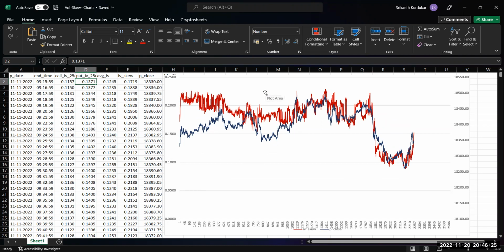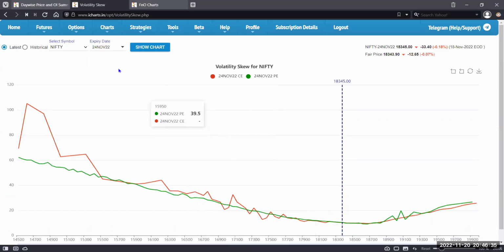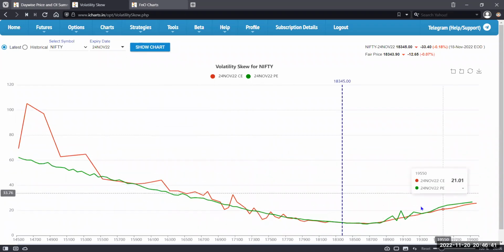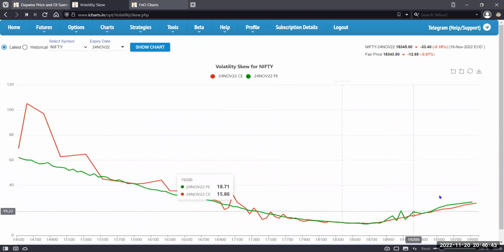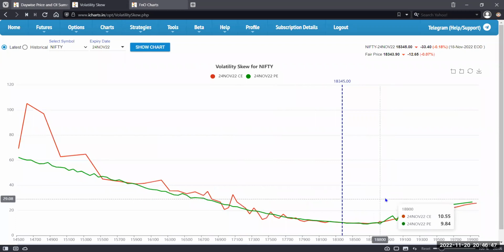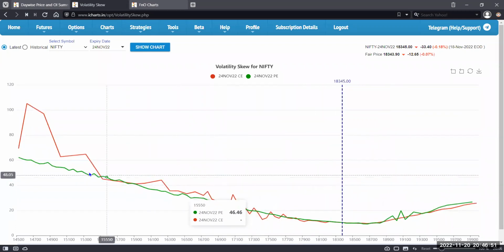So I'll just not discuss too much on that. Anyway, let me go back to the screen and show. If we want to discuss this in terms of what I had shown, how steep this curve is basically tells you which side the skew is on. So currently it's on the put side.